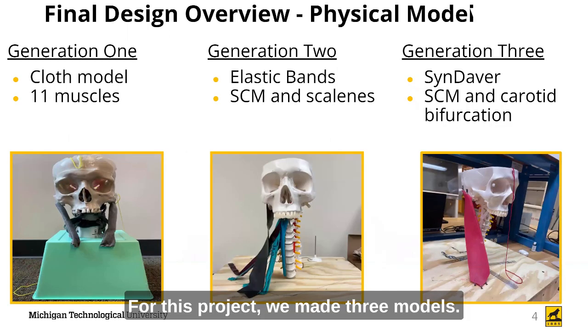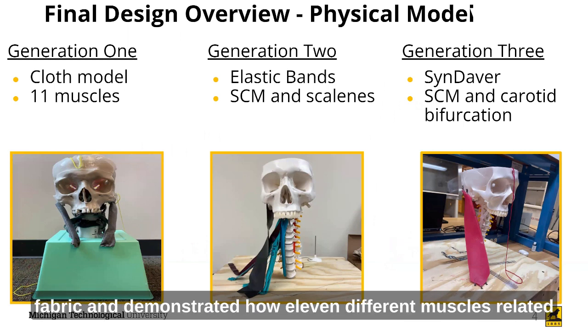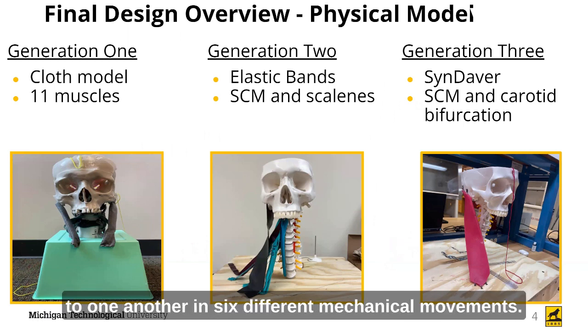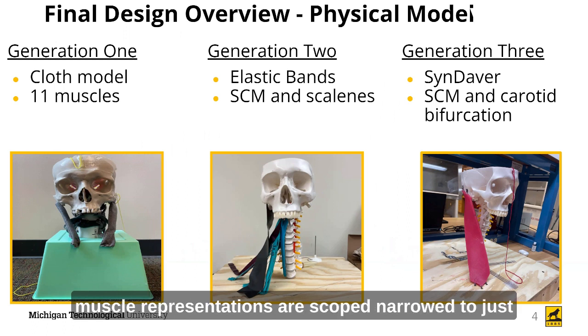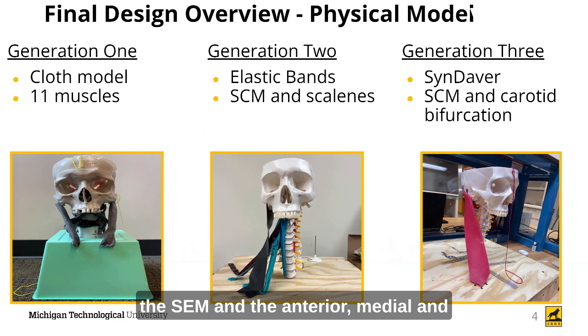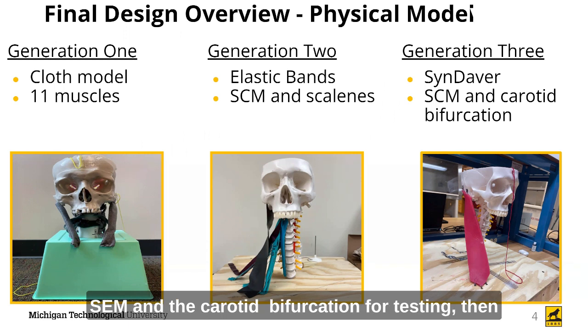For this project, we made 3 models. Generation 1 was made of 2-way stretch fabric and demonstrated how 11 different muscles related to one another in 6 different mechanical movements. The second generation used exercise bands as muscle representations. Our scope narrowed to just the SCM and the anterior, medial, and posterior scalenes for testing purposes. Generation 3 was made by using Syndaver muscle sheets. For this model, the team only created the SCM and the carotid bifurcation for testing, then later created the scalene muscles for lead pathing.